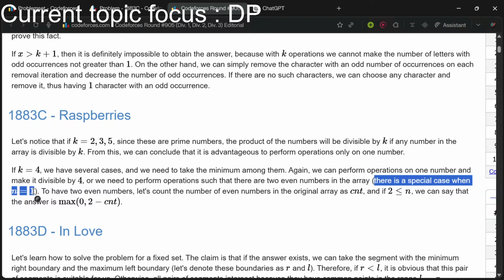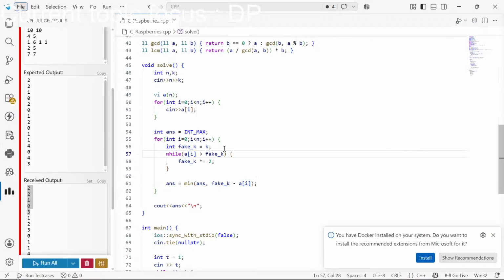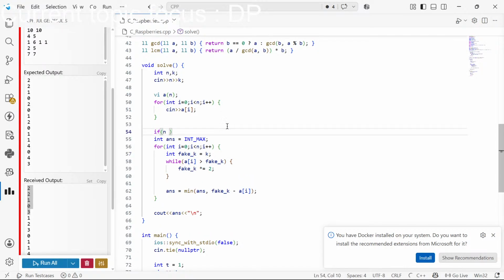There's a special case when n is equal to 1. To have two even numbers, let's count the number of even numbers in the original array as count. And if n is greater than equal to n, we can say that the answer is this. Really, man. Okay. So I can just have this if n is equal to 4.